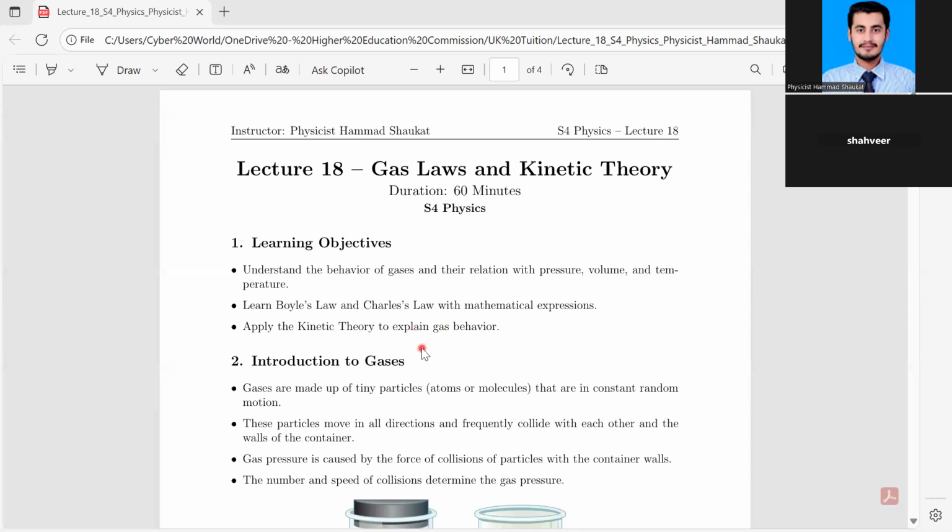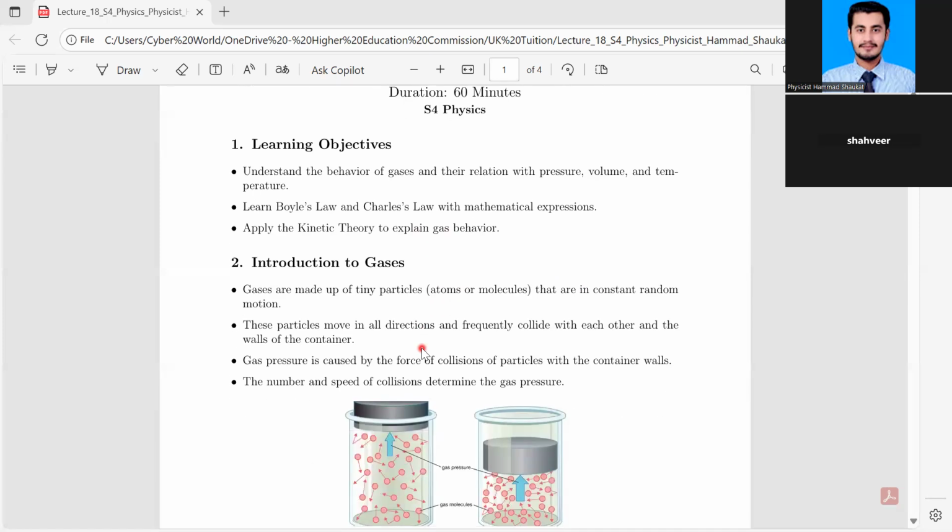Okay. So for the introduction of gases, can you tell me a bit about gases? We already studied states of matter in previous lectures. The introduction is the same as what we discussed. Can you tell me a bit about what gases are? When the particles are spread about and they're not fixed. Yes, you are perfectly right that particles are not fixed and they are moving randomly.